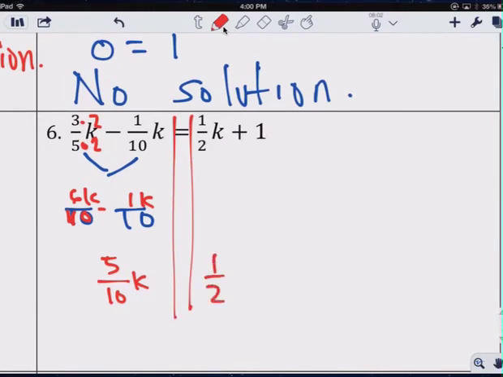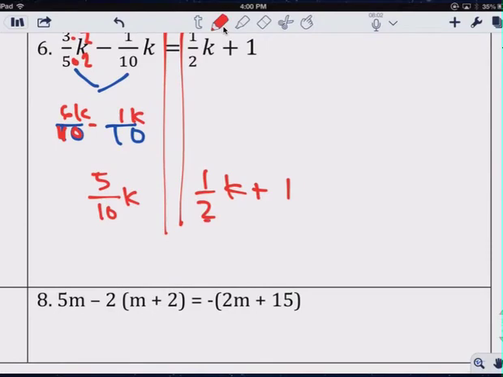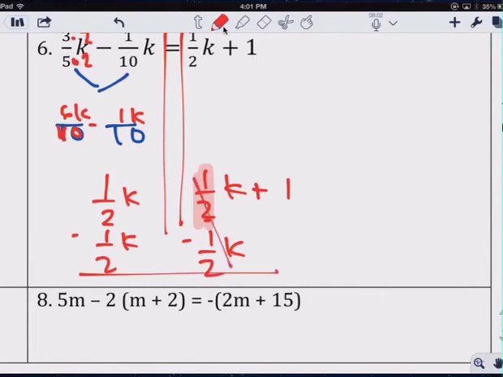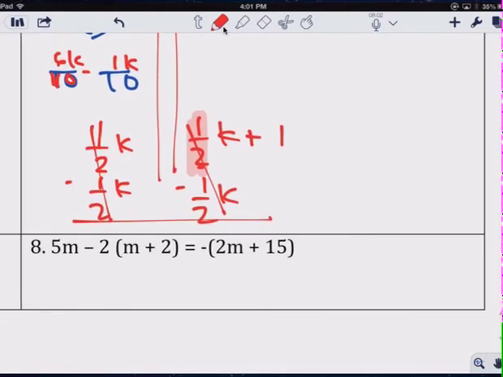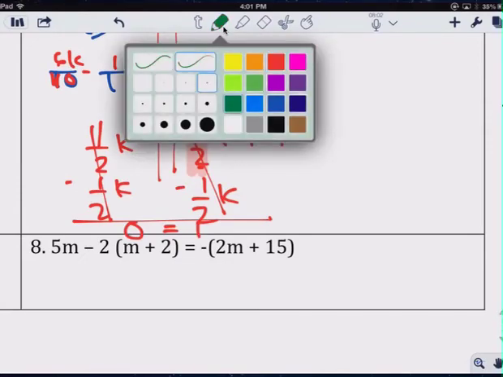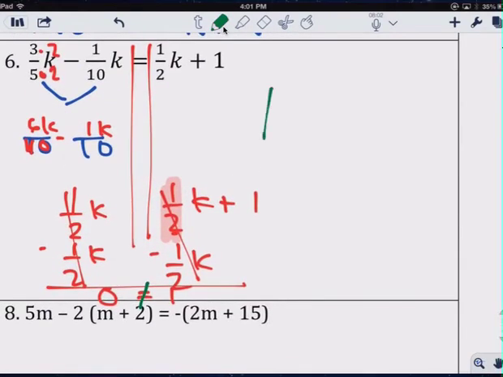1/2 k plus 1. Well, these two are the same. Notice this is the same as a half. So we can reduce these to a half, and minus 1k, 1 over 2k. That gives you 0 on this side equals 1. Not possible. So no solution.